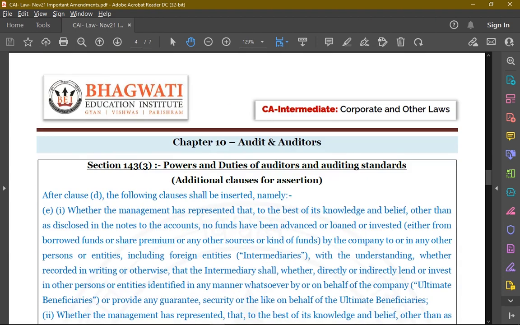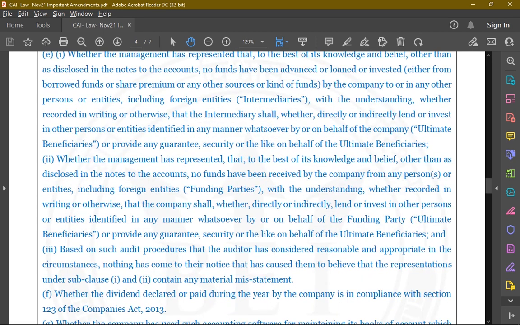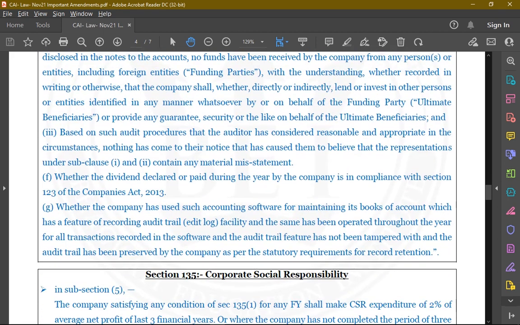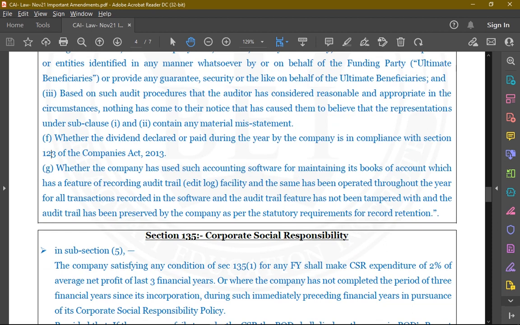After then, audit and auditors. So these two paragraphs are about the written representation from the management, that whether the company has given money to any intermediaries, whether foreign entity or Indian entity, to invest this money in some other companies or somewhere else. And the second paragraph is about whether the company has taken a loan or funds from another company so that it can invest the funds in a different company. So that representation needs to be taken by the auditor. Other is, the auditor has to check whether while declaring the dividend, section 123 is complied with or not, and it has to see whether the software used by the company contains the audit trail or not.